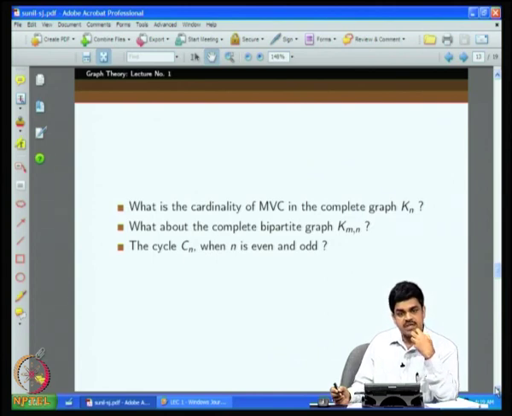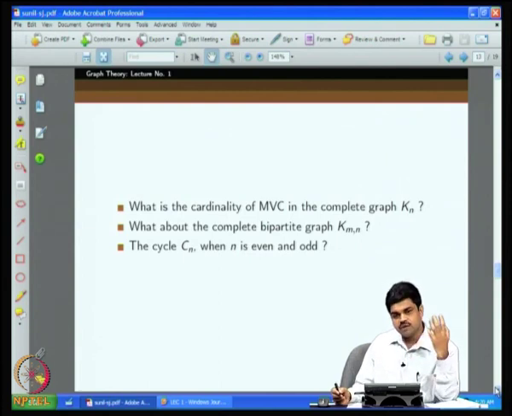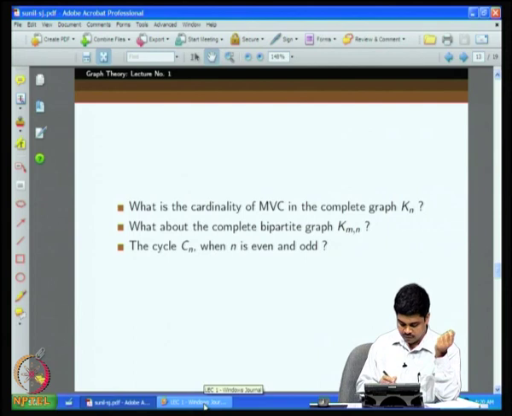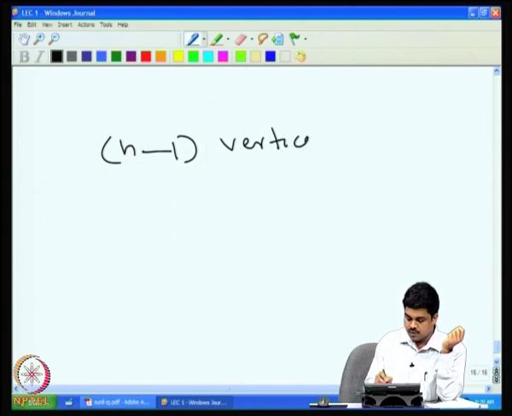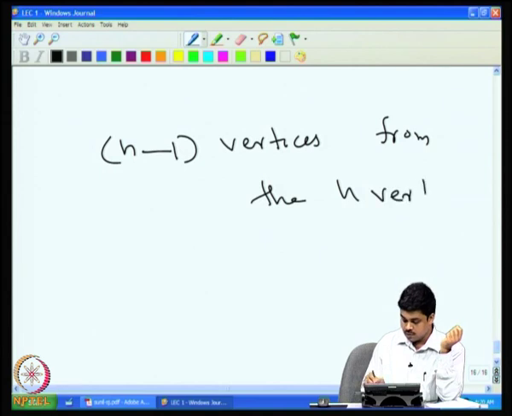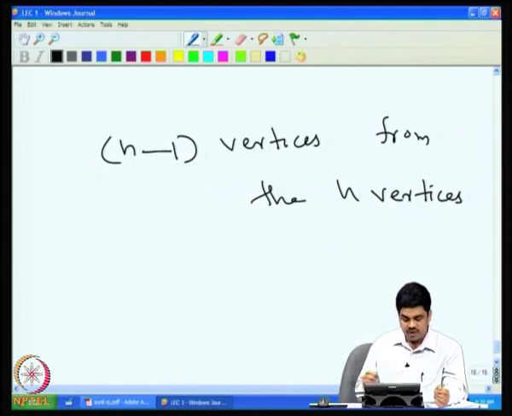It is easy to see that, for instance, if there are 10 vertices and you just take one vertex, this one vertex cannot cover all the edges. So, how many will we need? With some thought we can understand that if we take n minus 1 vertices from the n vertices, then we can cover all the edges. Cover the edges means all the edges will have at least one endpoint in it.